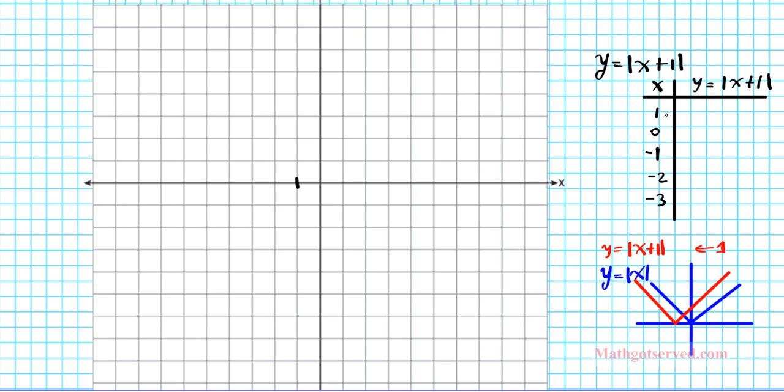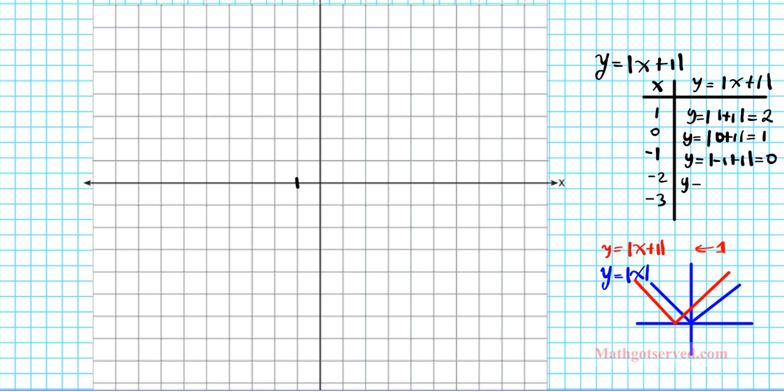So when x is 1, what is y? y is going to be the absolute value of 1 plus 1. The absolute value of 1 plus 1 is 2, because the absolute value of 2 is 2. When x is 0, we're going to have the absolute value of 0 plus 1. 0 plus 1 is 1. The absolute value of 1 is 1. When x is -1, y is going to be the absolute value of -1 plus 1. -1 plus 1 is 0. The absolute value of 0 is 0.